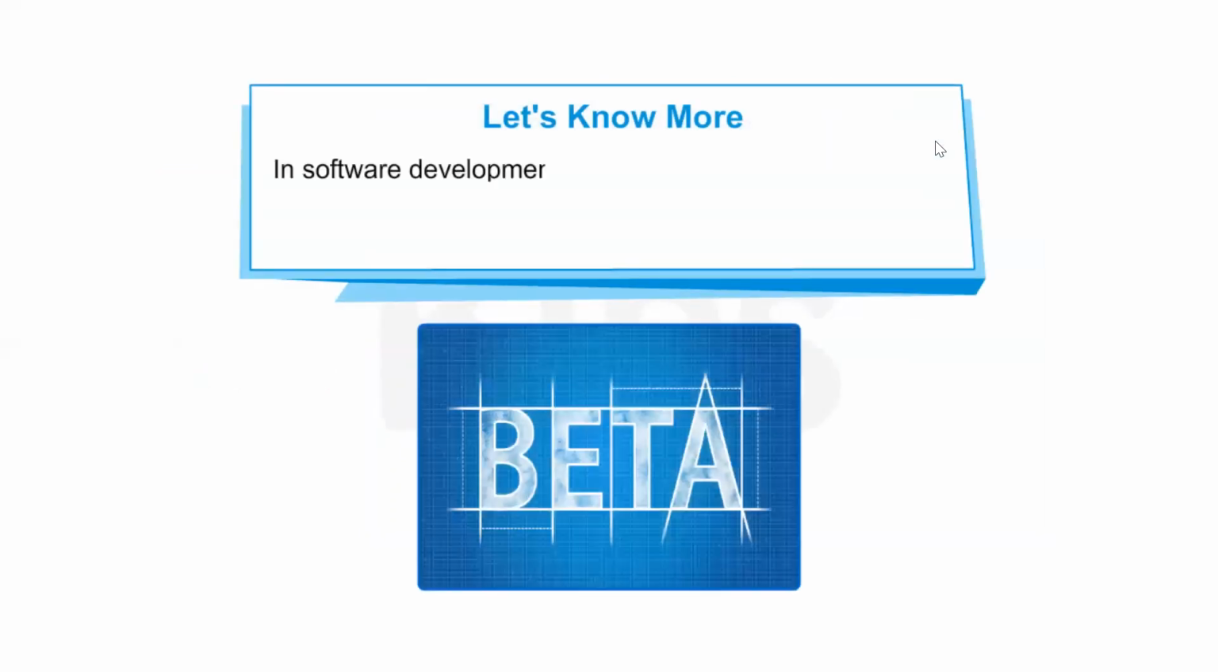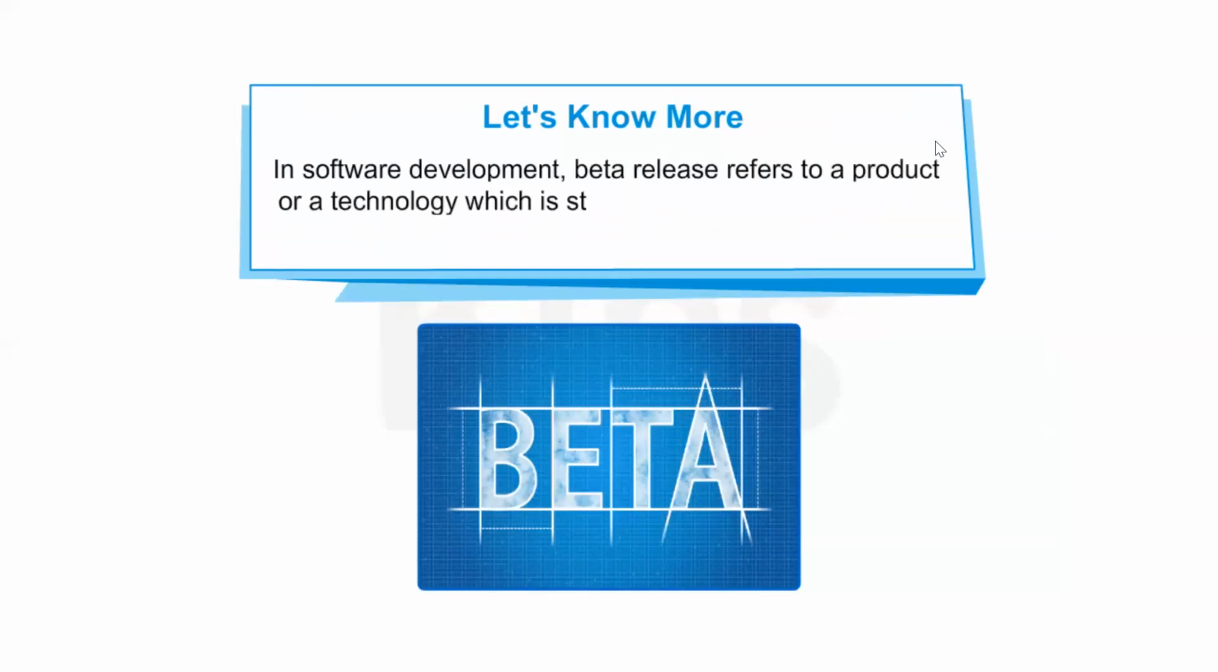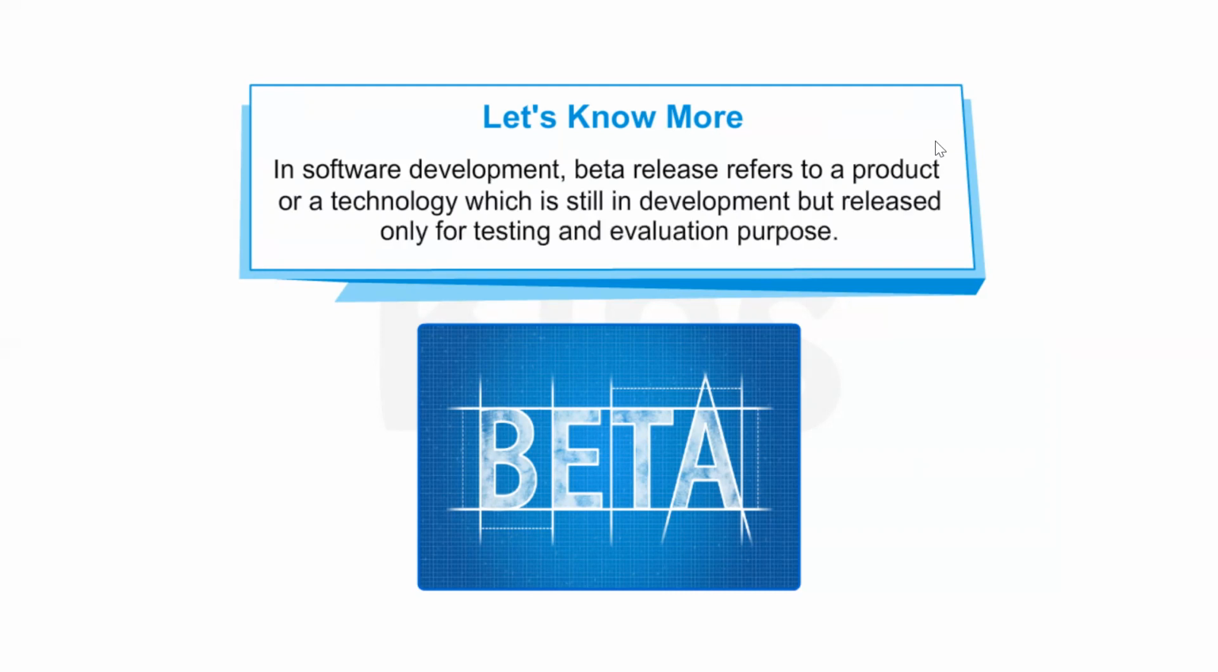Students, let us know more. In software development, beta release refers to a product or a technology which is still in development but released only for testing and evaluation purpose.